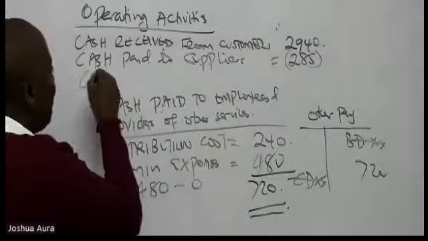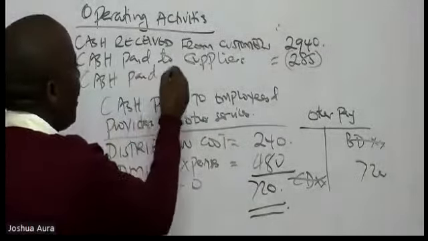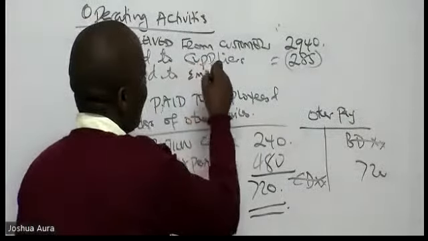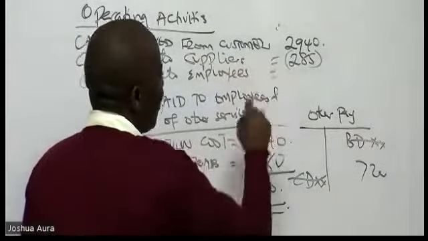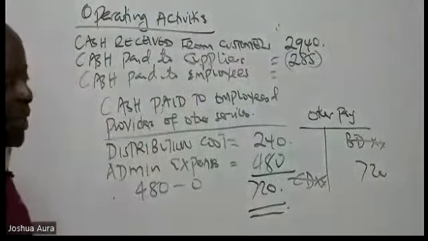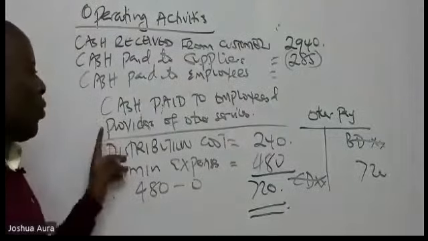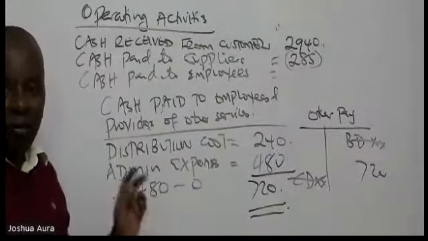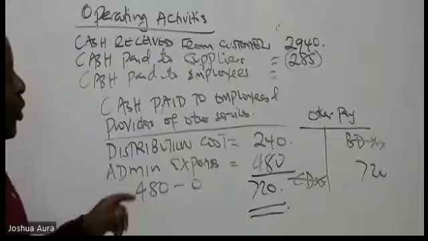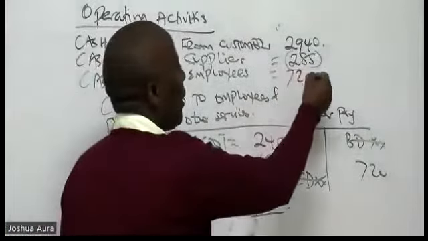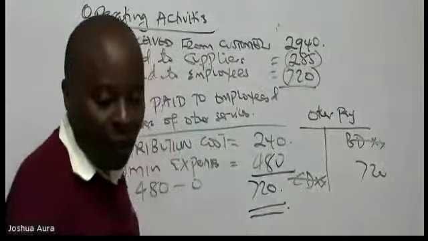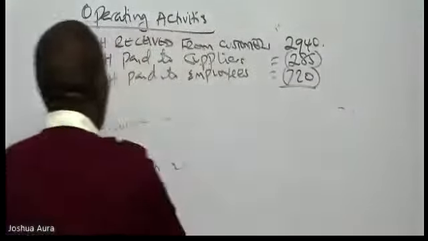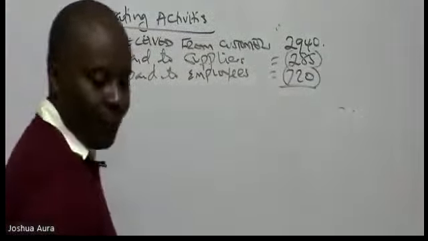And then we have here cash paid to who? To employees. We just leave it there. But I know that in terms of admin, we normally put rent, it is very many things there. That's why we are calling it in full, cash paid to employees and providers of other services, which you guys have given me a figure of 720. So please you subtract there.